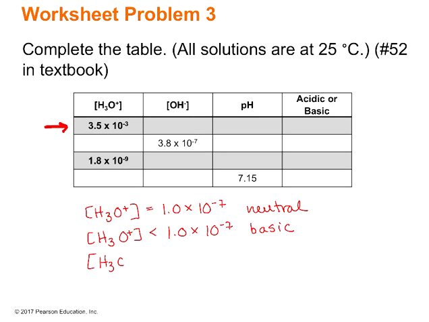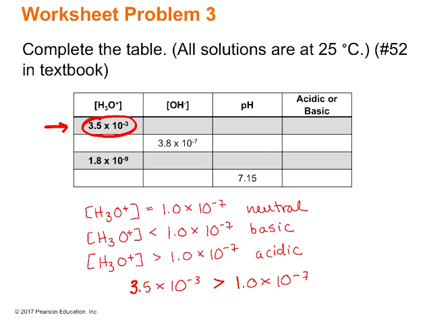And then if the concentration of hydronium ions is greater than 1 times 10 to the negative 7th, then that means we have a lot of hydronium ions, so this solution is acidic. So if we look at that concentration, we can see that that is a larger number than 1 times 10 to the negative 7th. So 3.5 times 10 to the negative 3rd is greater than 1 times 10 to the negative 7th. So we can already tell from that value that this solution is acidic.